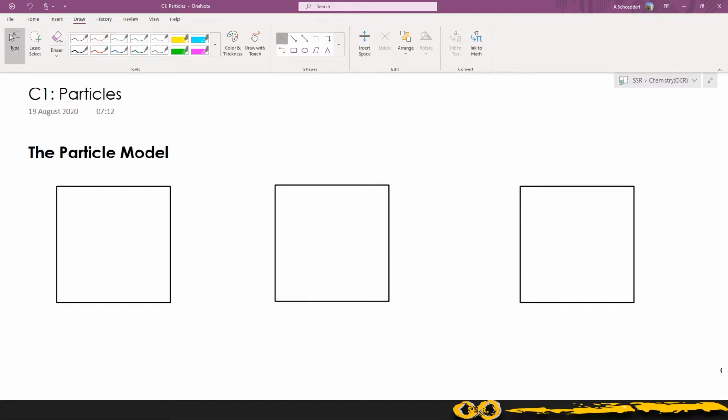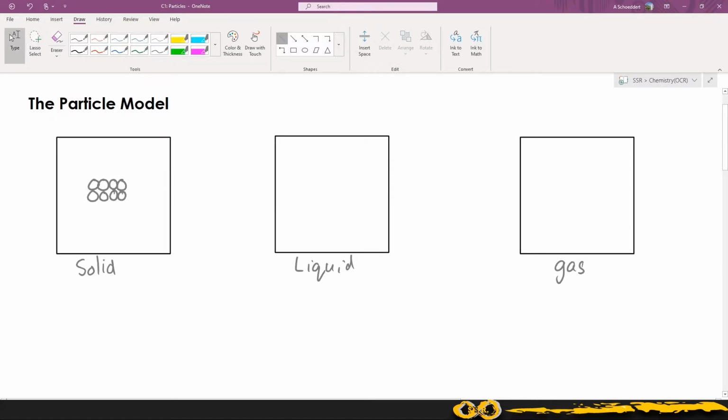We begin with the particle model, and you will have seen these drawings a good many times where you have solid, liquid, and gas, and you're asked to draw the particles in each one. We recognize that the particles in a solid are touching each other, they're in a regular repeating pattern, and I'm drawing them in the center of the box to show that they do not take the shape of their container. Your key points are that they touch, that they vibrate in place, and that they don't take the shape of their container.